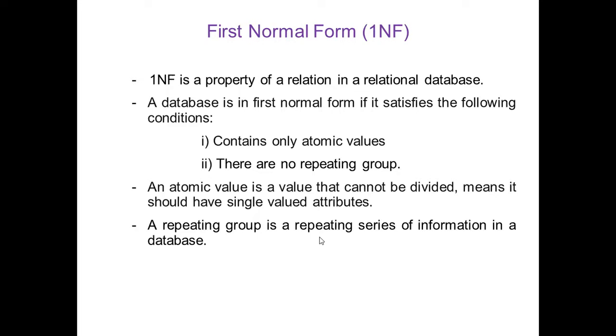Now atomic means what? An atomic value is a value that cannot be divided. It means it can have only single value, or we can say that it can have single value attribute. It cannot be composite one. So the first condition for first normal form is that every column can contain a single value, not more than one. And the second condition is there are no repeating group.